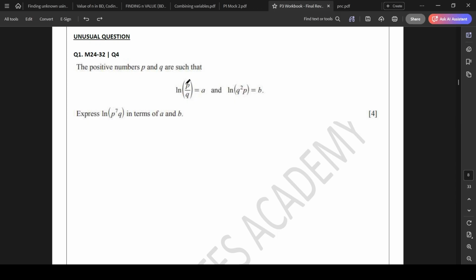We are given that ln p over q is equal to a and ln of q square into p is equal to b. Now utilizing these equations, we have to go ahead and express the ln of p to the power of 7 into q in terms of a and b.